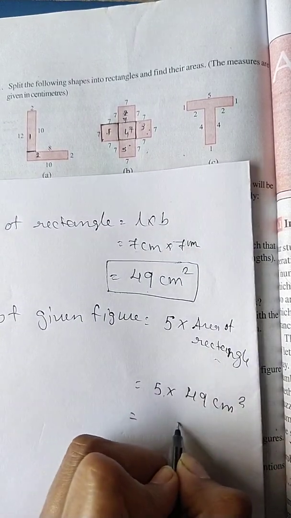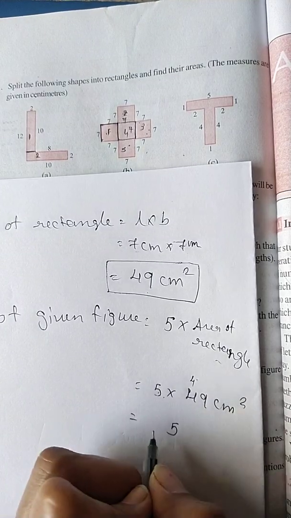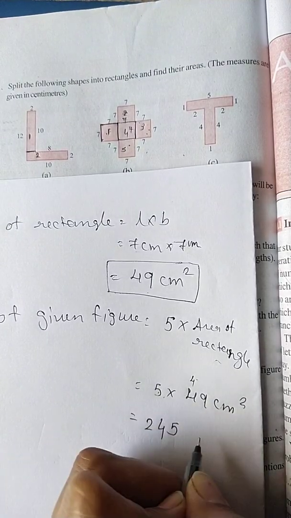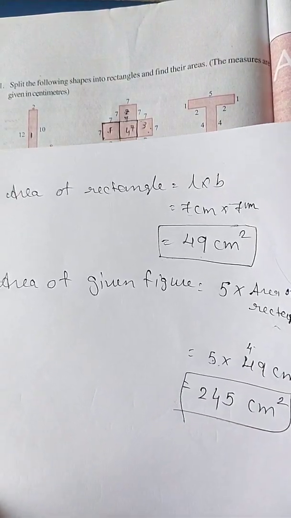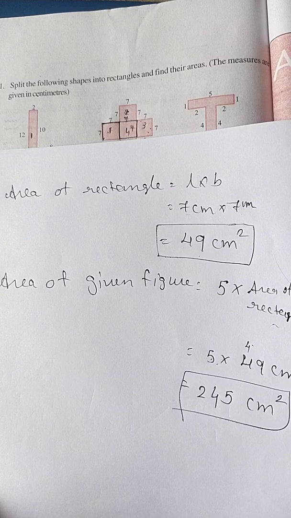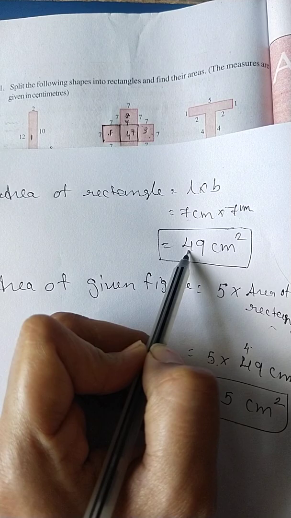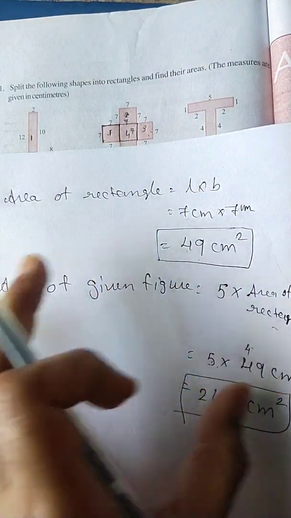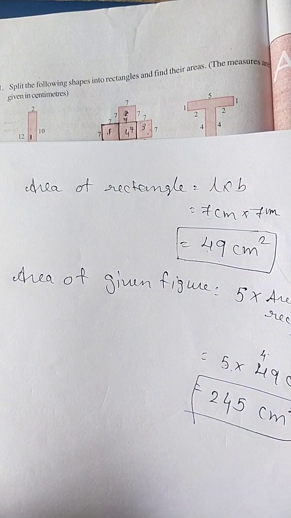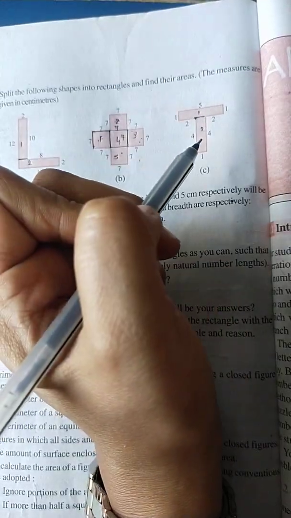5 9s are 45. Carrying 4. 5 4s are 20 and 4, 24. So 245 centimeter square. This is the area of the given figure. Is that clear, students? If you do it separately, then 7 times you have to do like this way and then you have to add. So better use your logic and do like this way. Okay. Now this also you have to try by yourself. This one is 1 rectangle, this one 2.